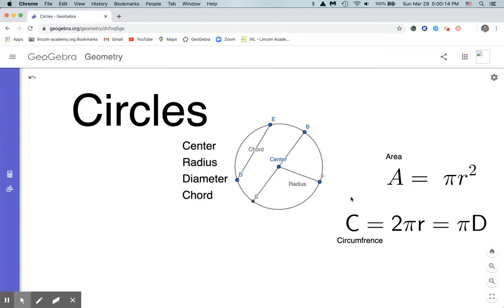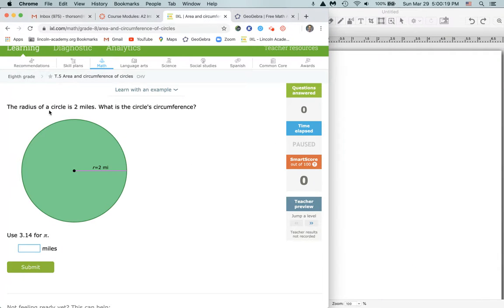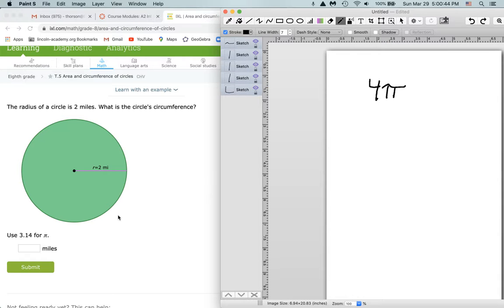So let's show you some of these examples of what you might have to do. For instance, here it gives us a circle with a radius of 2 and asks us, what is the circle's circumference? Now, circumference, remember, is the diameter or twice the radius times pi. So I'm going to do twice the radius, which is 4, and I'm going to times that by pi. So I'm going to do 4 times pi. Now, be very careful here. It specifically asks you to use 3.14 as pi.